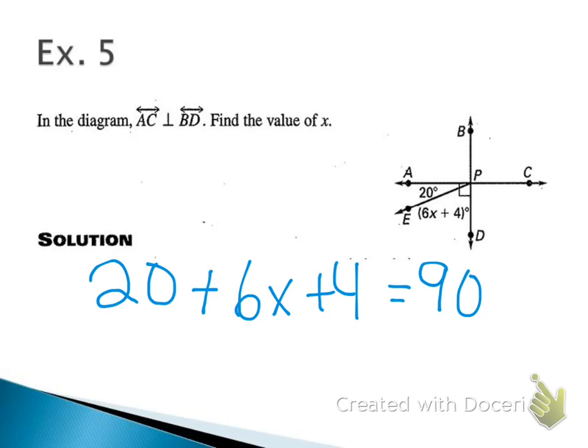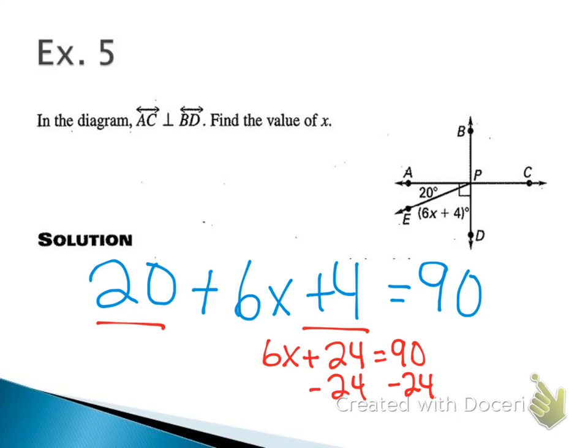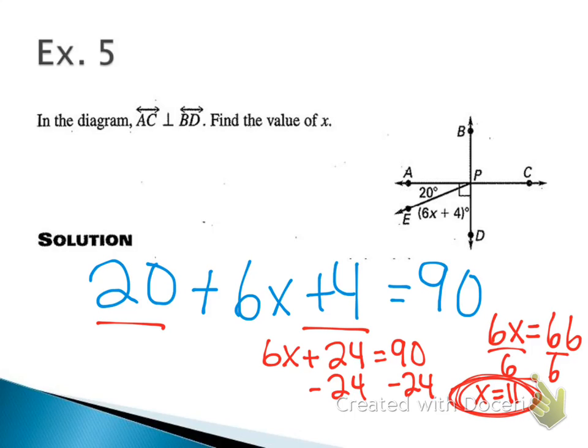The 20 and the 4 are on the same side of the equal sign, so I can combine like terms. So I have 6x plus the 24 when I added the 20 and the 4 equals 90. Then what? Subtract the 24. So we have 6x equals 66, it looks like. Then what? Divide both sides by 6, so x equals 11. What are your questions on this?